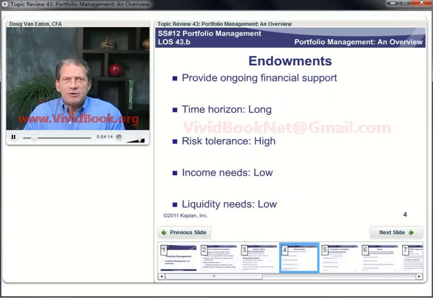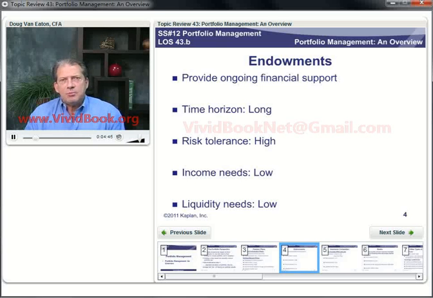An endowment fund is usually set up for some charitable giving or some specific purpose, like funding a university. So providing ongoing financial support for some reason. The time horizon here is very long. Hopefully the endowment fund will last for many, many years and is managed with that in mind. The risk tolerance is fairly high and the income needs fairly low. Just what's going to be distributed on an annual basis.